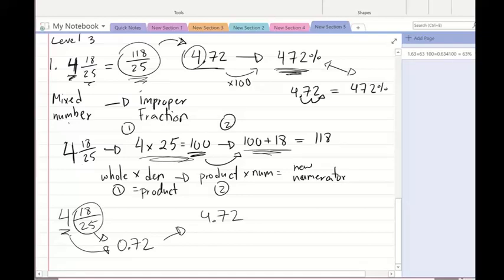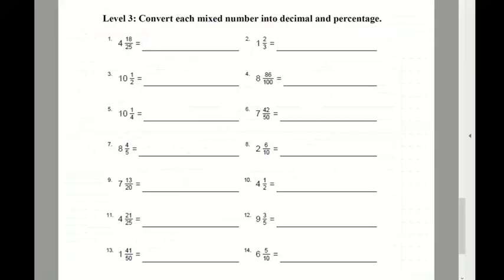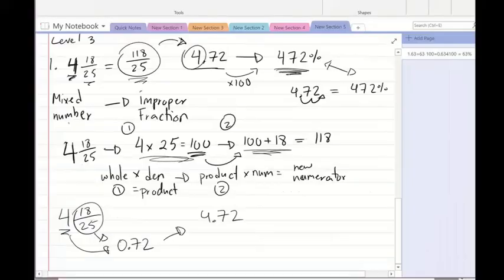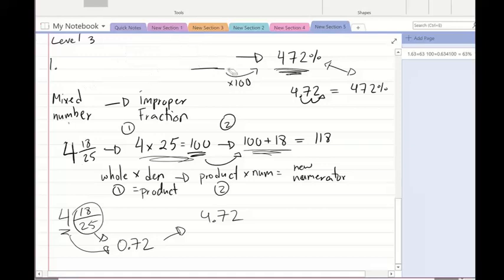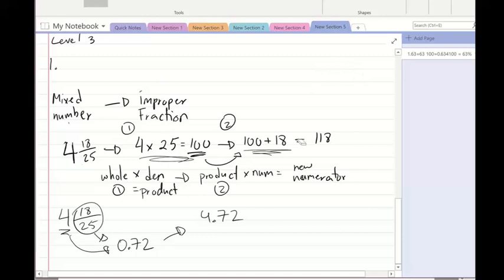All right, so let's go to the second one, 1 2/3. Let me erase this. I'm going to leave the steps because we're going to be using them. Let me erase all this stuff.